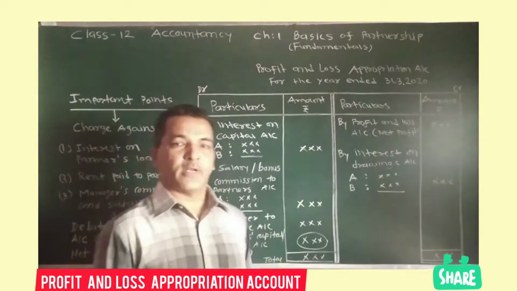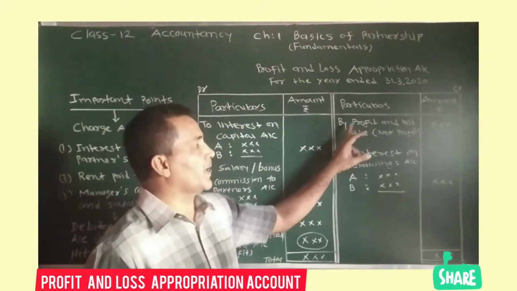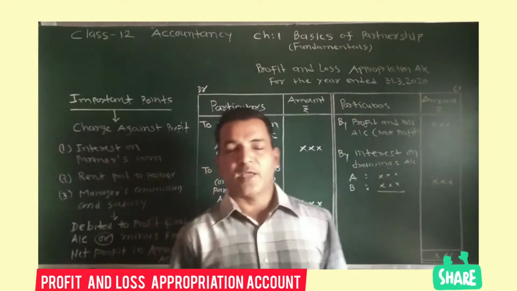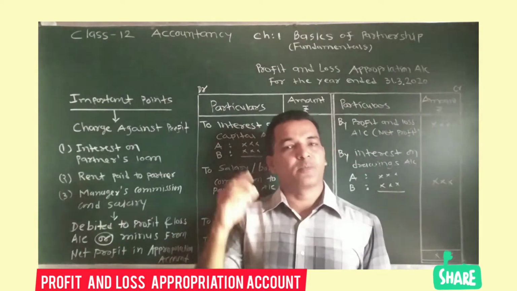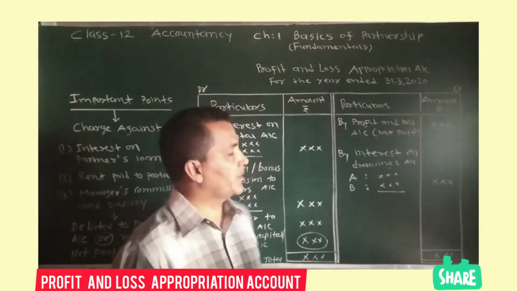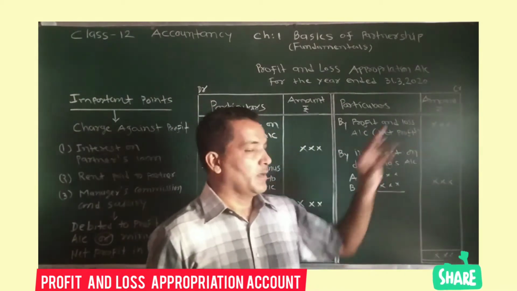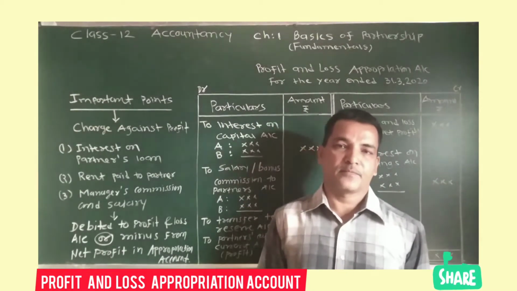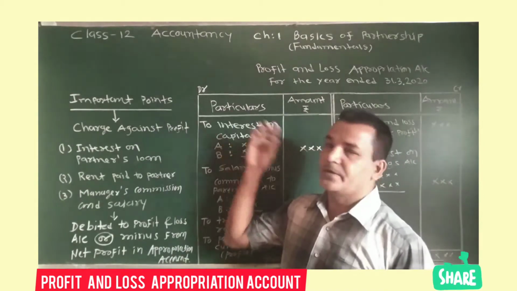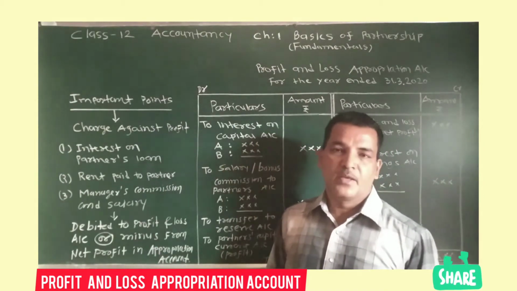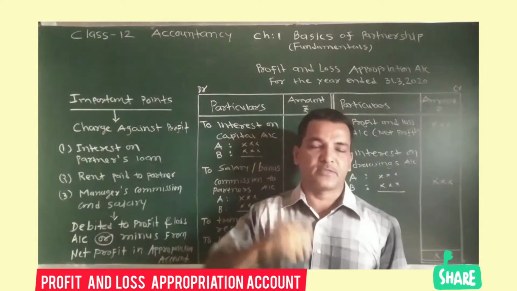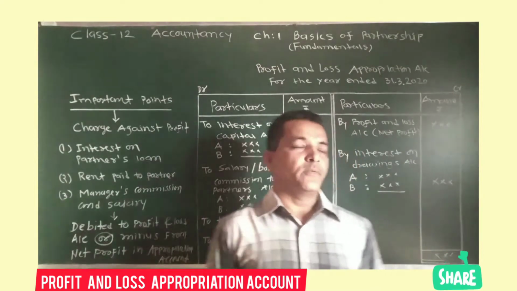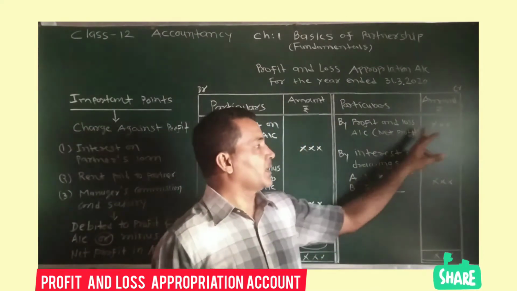On the credit side of profit and loss appropriation account, first of all you have to write by profit and loss account, that is net profit. This net profit we must have found in the profit and loss account. So from profit and loss account, you have to bring net profit here. If in the profit and loss account, loss is there, then loss will be written on the debit side. I have not written here, but if the loss is given, you can write on the debit side to profit and loss account, that is net loss. So first of all, net profit we will write on the credit side.